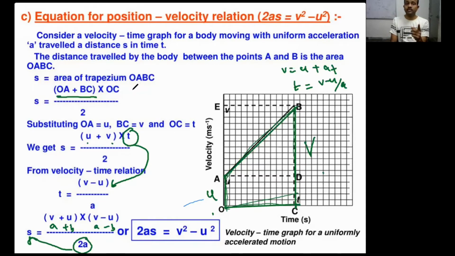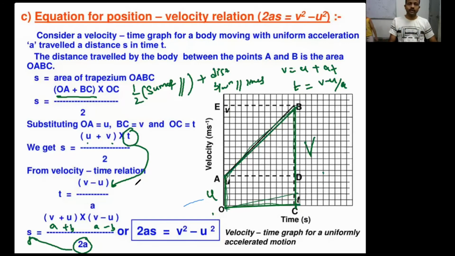What is the area of the trapezium? Half of the sum of parallel sides, plus the gap between the parallel lines, or the distance between the parallel lines.